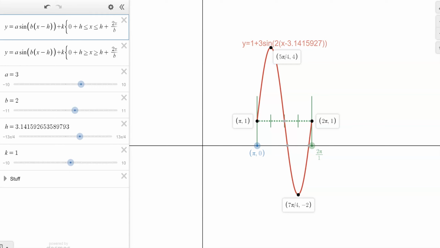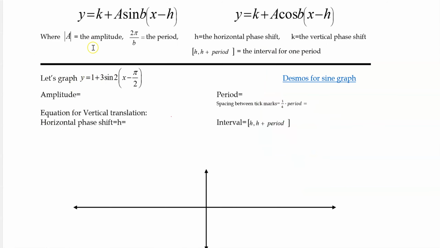All right, so let's try one. So we have our graph here, and I've gotten everything written down up here for you. So our graph says it's 1 plus 3 sine 2, and then parentheses x minus pi over 2. So we know our amplitude here is 3. So we can say that that's 3. And we know it's going to have a shift of pi over 2. So that's our horizontal shift, pi over 2.